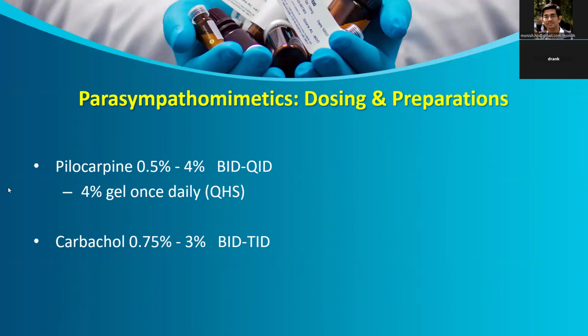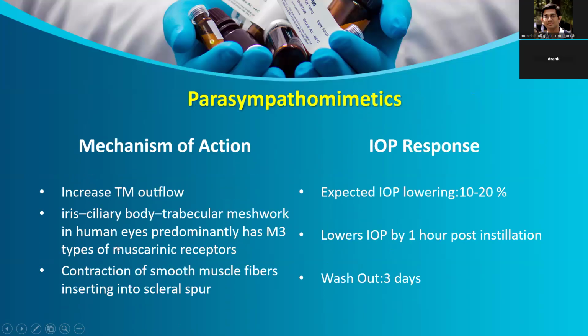How are they given? Pilocarpine is commonly used, and it is available in 0.5 to 4% formulations, and also in gel form, which can be used once daily. Also, there is carbachol. Pilocarpine was the oldest and the first drug which was used for glaucoma treatment.